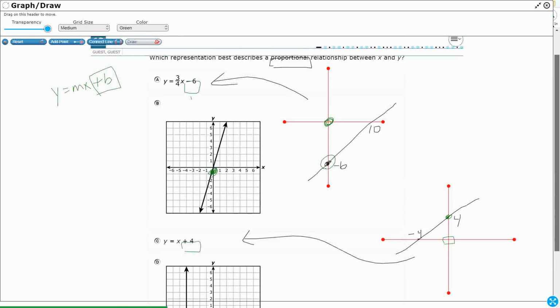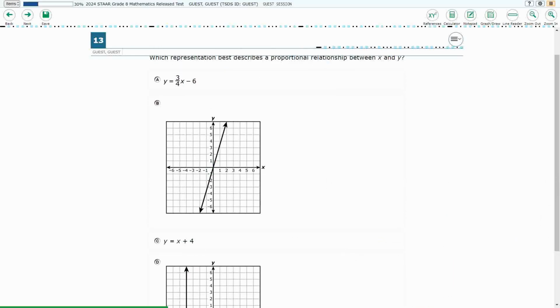So proportional means, does it go through the origin? The only one that does is our answer B.